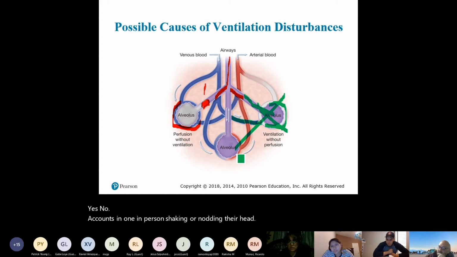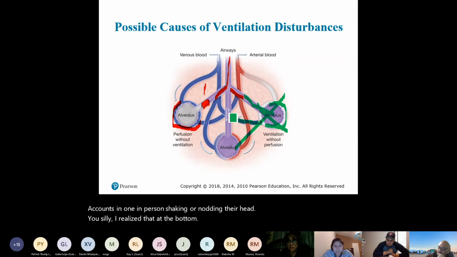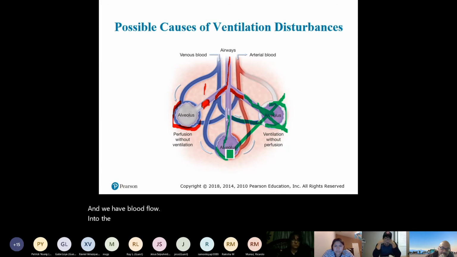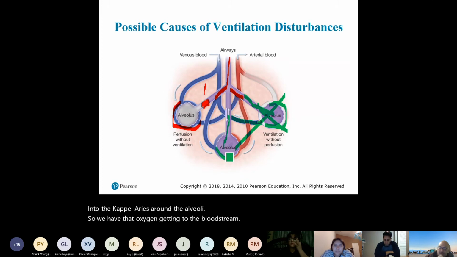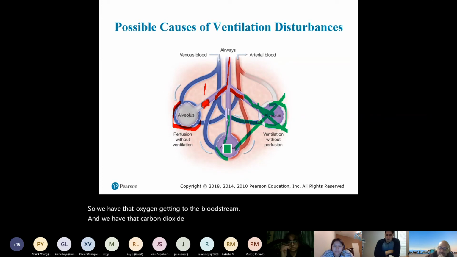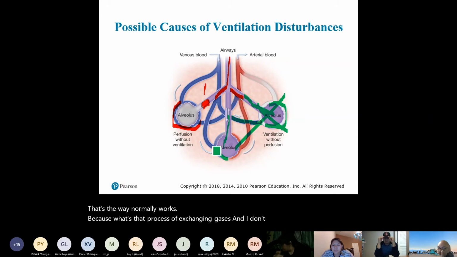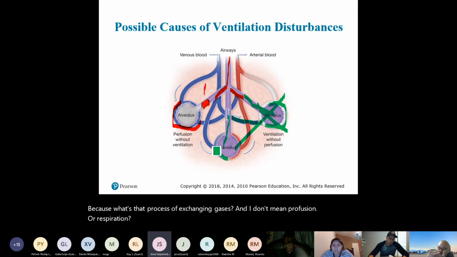You see the alveoli at the bottom. We're getting oxygen into the alveoli, and we have blood flow getting into the capillaries around the alveoli. So we have that oxygen getting to the bloodstream, and we have that carbon dioxide getting off the bloodstream. That's the way it normally works. Because what's that process of exchanging gases? And I don't mean perfusion or respiration. Diffusion.